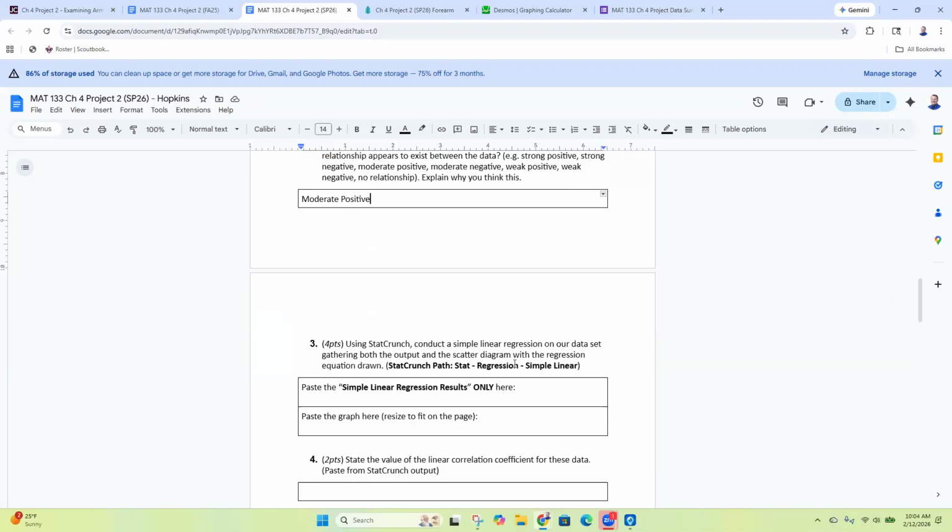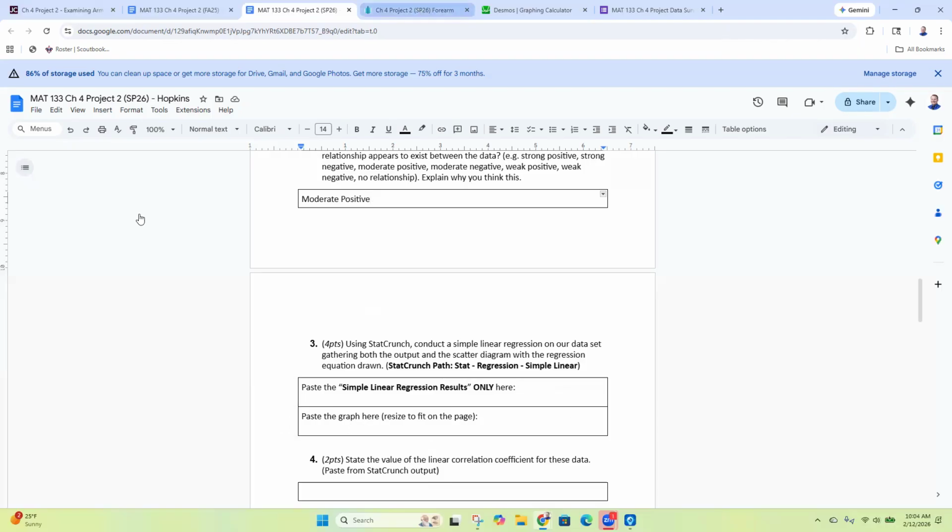All right. Using StatCrunch, conduct a simple linear regression on our data set, gathering both the output and the scatter diagram with the linear regression equation drawn. So there's two parts here. We need to get the box with all the numbers, like the R squared and the correlation coefficient, all of that is in the top box, and then the graph of the line is the second box. Okay, so I'll show you how to do that.